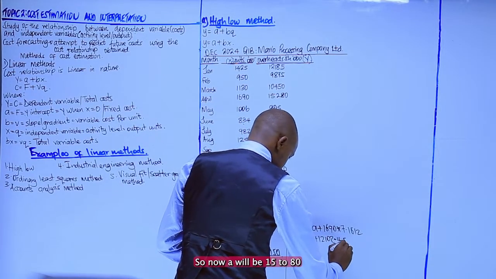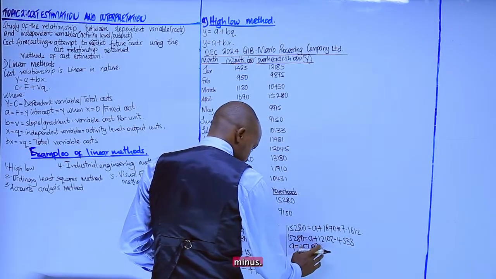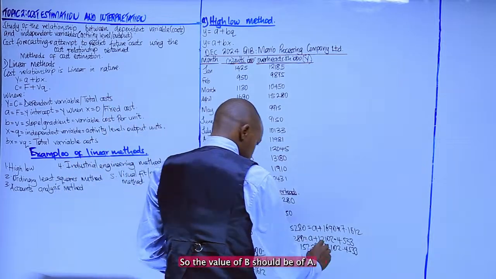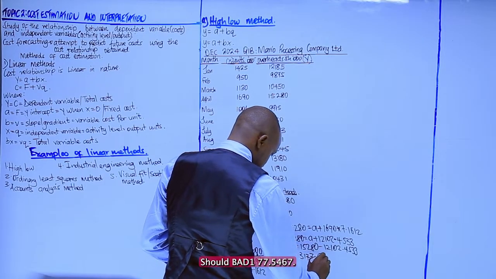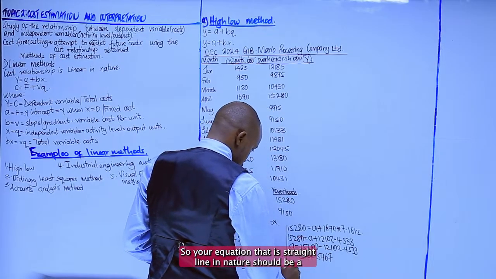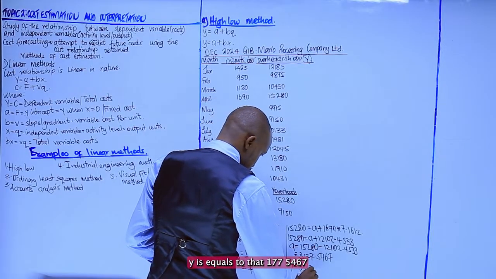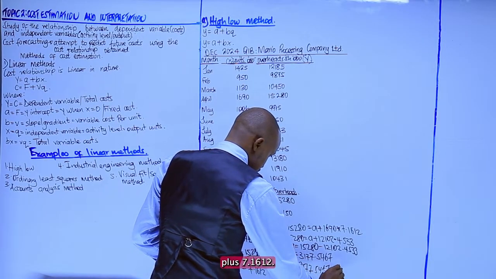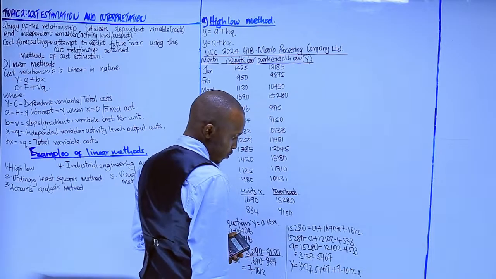So now A will be 15 to 80 minus, so the value of A should be 3177.5467. So your equation that is straight line in nature should be y is equals to 3177.5467 plus 7.1612 of who? Of x.